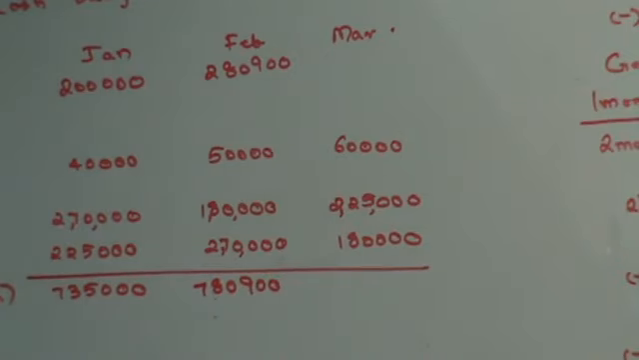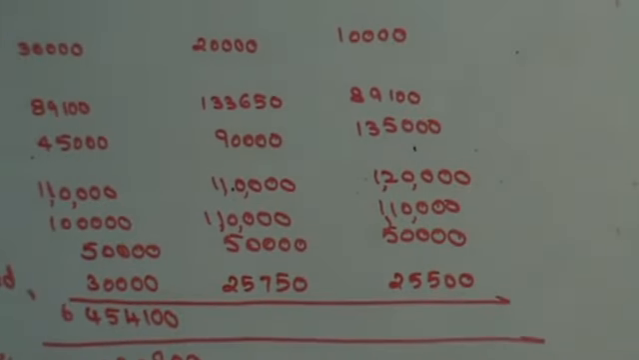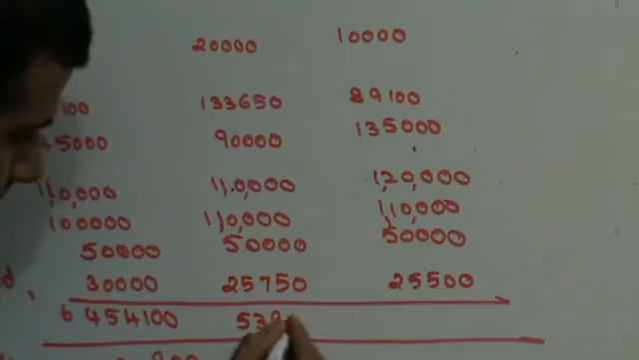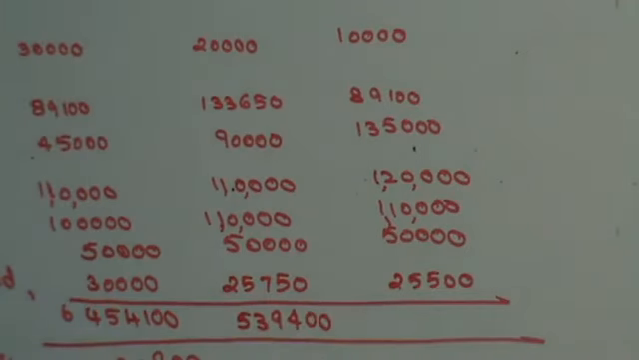Now similarly at the payment side, when you add your payment side, you have 20,000, then you have 1,33,650 plus 90,000 plus 110 plus 110 plus 50 plus 25,750. I presume that addition is 5,39,400. The difference between the two, A minus B, is 2,41,500.